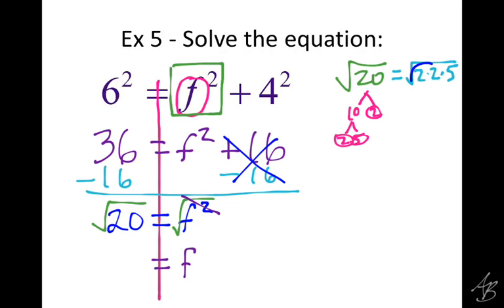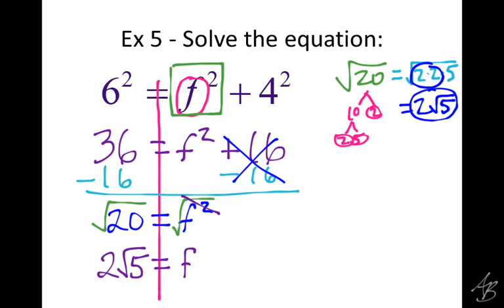Circle pairs. What do we do with the pairs? Put the pair on the outside, keep the 5 on the inside. And so the square root of 20 is the same thing as 2 square root of 5. So that is going to be our answer there. Now, is that our only answer?